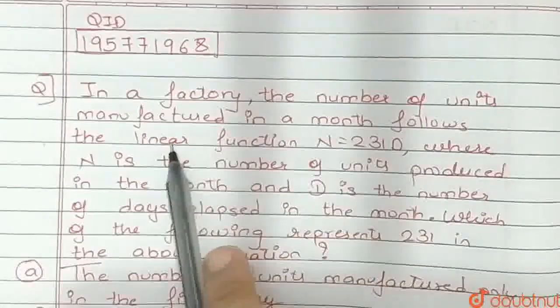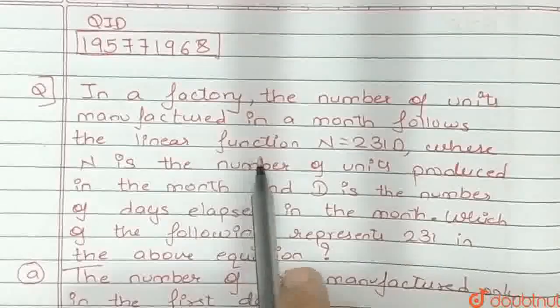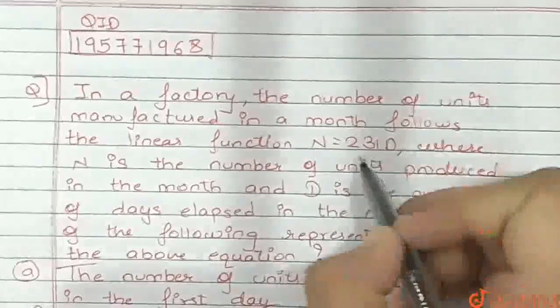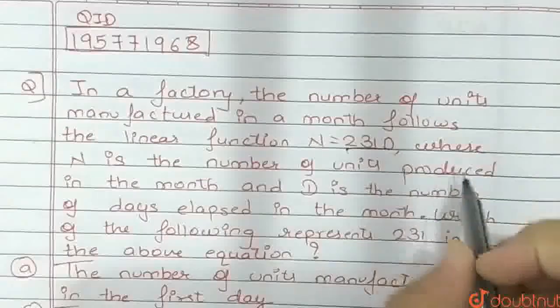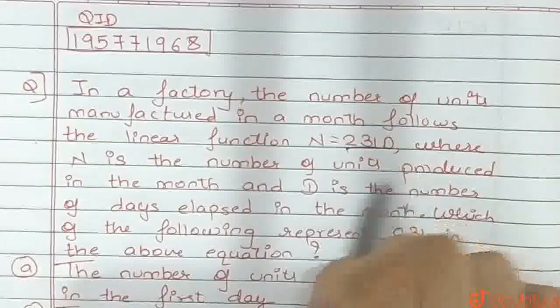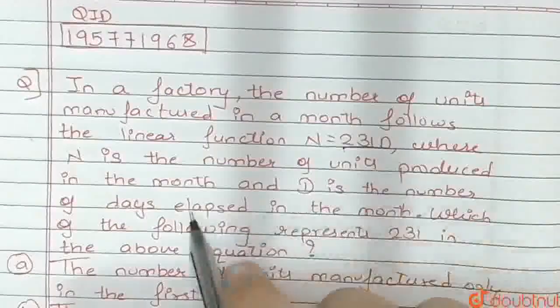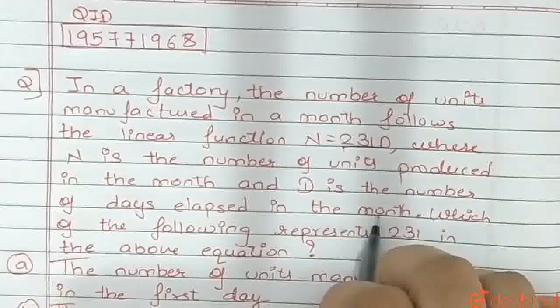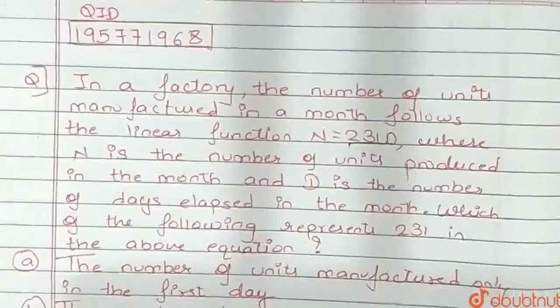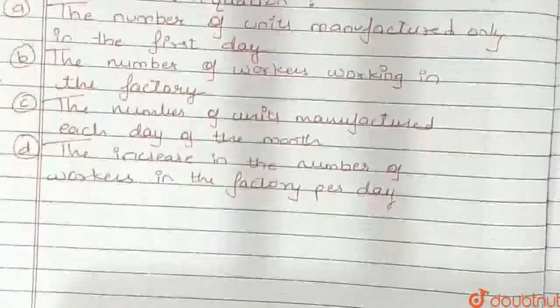In a factory, the number of units manufactured in a month follows the linear function n equals 231 times d, where n is the number of units produced in the month and d is the number of days elapsed in the month. Which of the following represents 231 in the above equation?